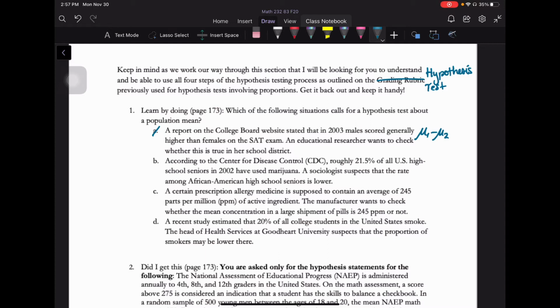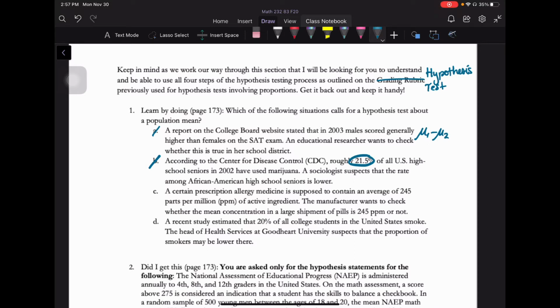Part B, according to the Center for Disease Control, roughly 21.5% of all high school seniors in 2002 have used marijuana. A sociologist suspects that the rate for African American high school seniors is lower. We're talking about a percent here, which is a proportion.